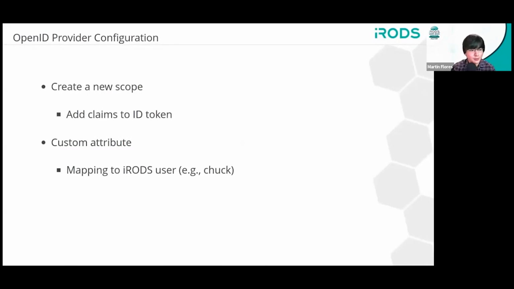So the configuration for the OpenID provider, we need to do effectively 2 things. We need to create a new scope. This is so that we can add additional claims to the ID token, and then we can effectively extract additional information about the user. And this information would actually be provided in a custom attribute. So say, for example, we have a user named Chuck, and we want to map him to an iRODS user. We'd implement a custom attribute and then point him to any iRODS user that we want to map him towards.